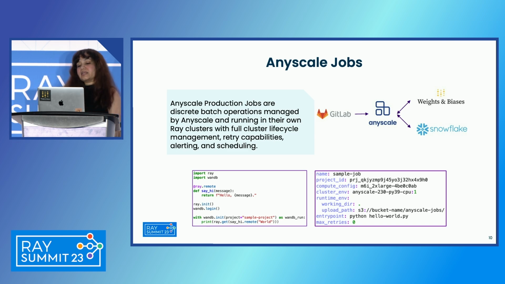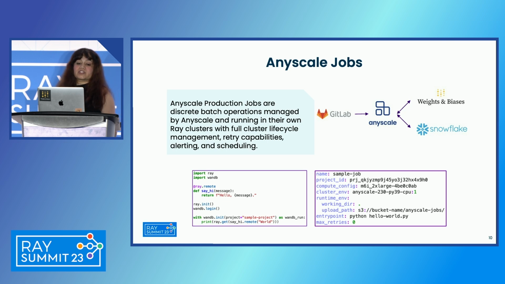Like I said before, we use GitLab as our CI/CD solution. So what we have done is we have written our GitLab machine learning pipelines, and it's there where we create Anyscale production jobs. Now, Anyscale production jobs talk to Weights & Biases, and they also interact with Snowflake to get in the data and to upload and download the models as well.